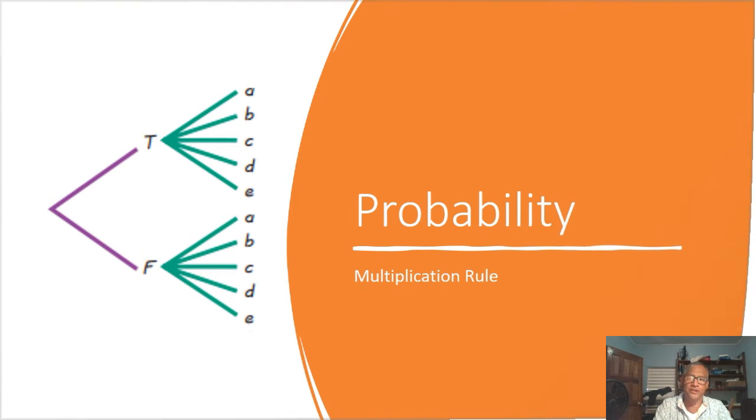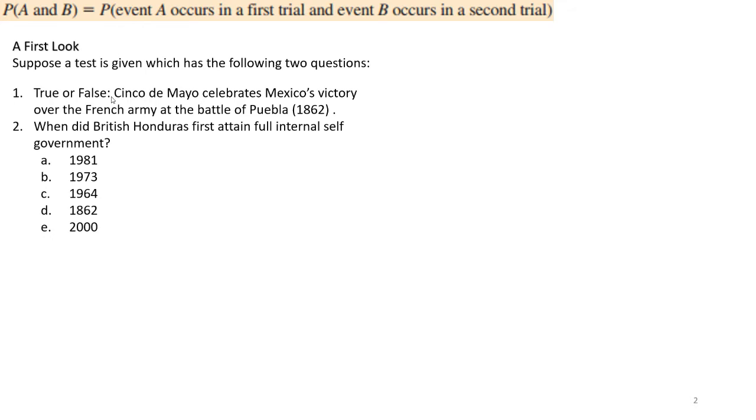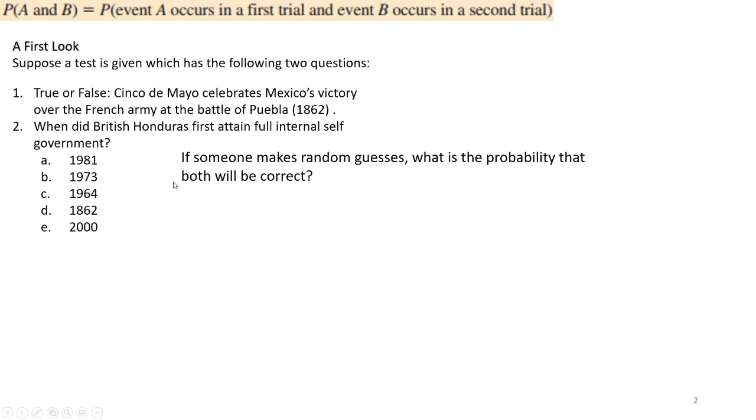So let's get started. All right, so say you're given this test, and it only has these two questions. True or false, Cinco de Mayo celebrates Mexico's victory over the French army in this battle. And the second question is, when did British Honduras first attain full internal self-government? So the answer to this is true, and the answer to this is 1964, C. Now, let's suppose you didn't study and you're going to guess, well, what is the probability that they would get both correct just by randomly picking true or false and then from A to E?